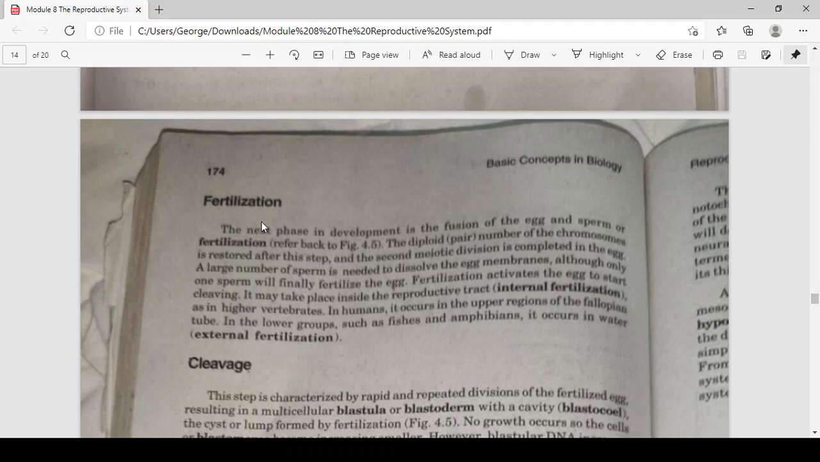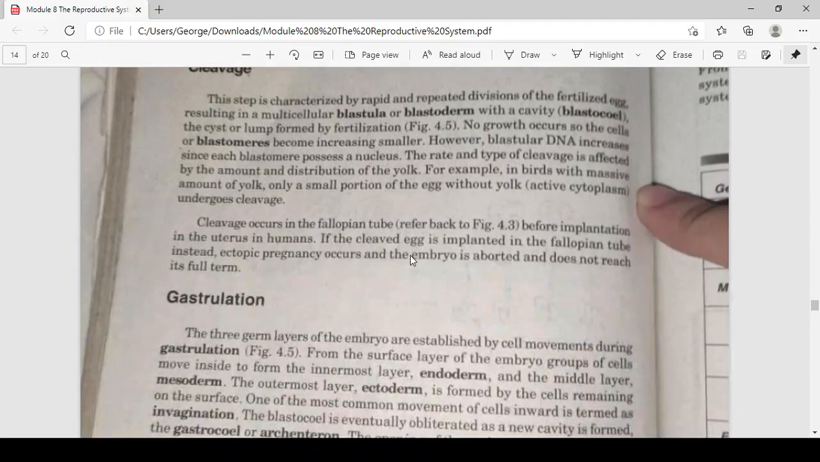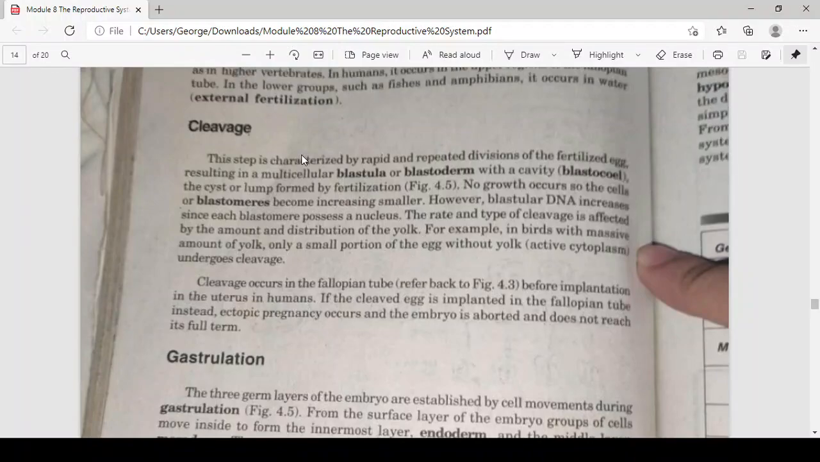It may take place inside the reproductive tract, which is internal fertilization, or it occurs in water through external fertilization. An example of external fertilization is in fishes and amphibians, and internal kung sa aton nga tao, nag-develop sa sulod sang lawas. Your two types of fertilization again are internal and external fertilization.